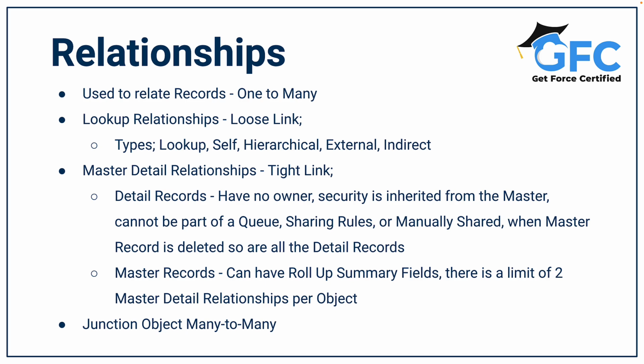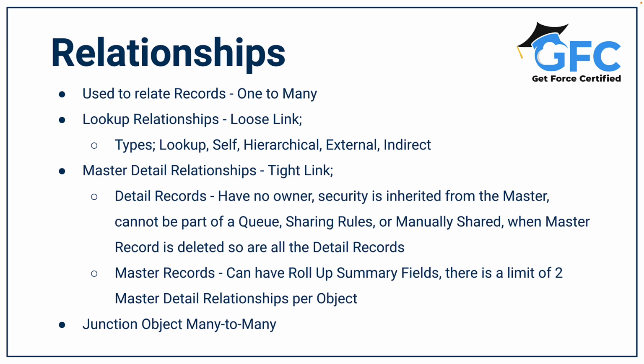And there are a couple of things that you need to know as well. There's a limit of 2 master detail relationships per object, and when you create a detail record, it doesn't have an owner. In a way, the master record is the owner. This means that the detail record cannot be part of queues, used in sharing rules, or manually shared. This also impacts sharing and security, as detail records inherit the security settings of the master record. When it comes to roll-up summary fields, they can only be created on the master side of the master detail relationship.